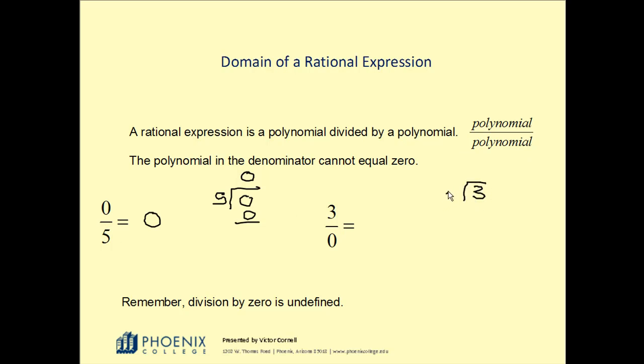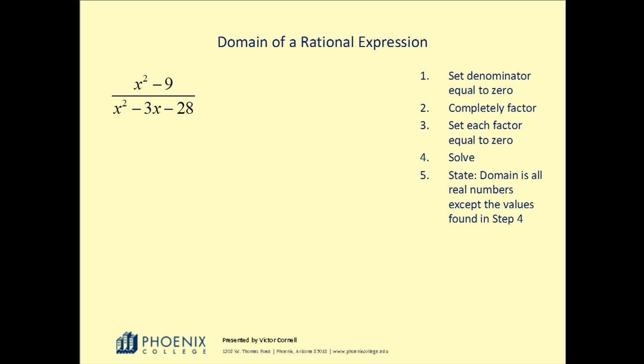3 divided by 0. Okay, what do you multiply 0 by to get 3? What times 0 equals 3? You can't do it. This is undefined. So remember, division by 0 is undefined. So let's look at an example.